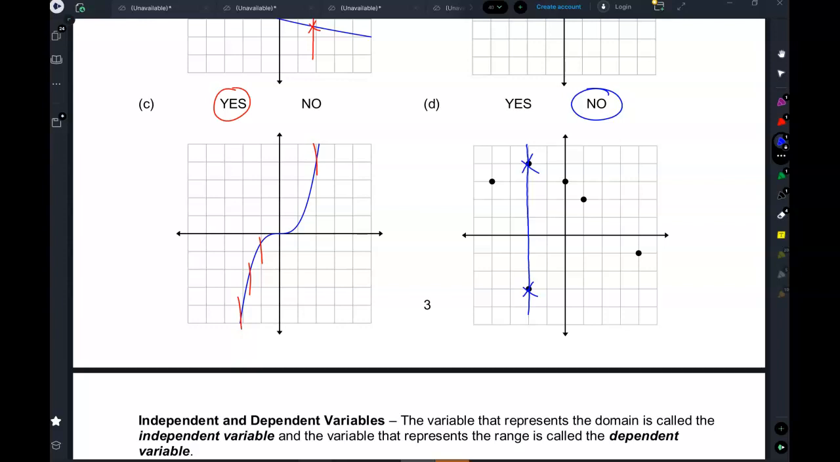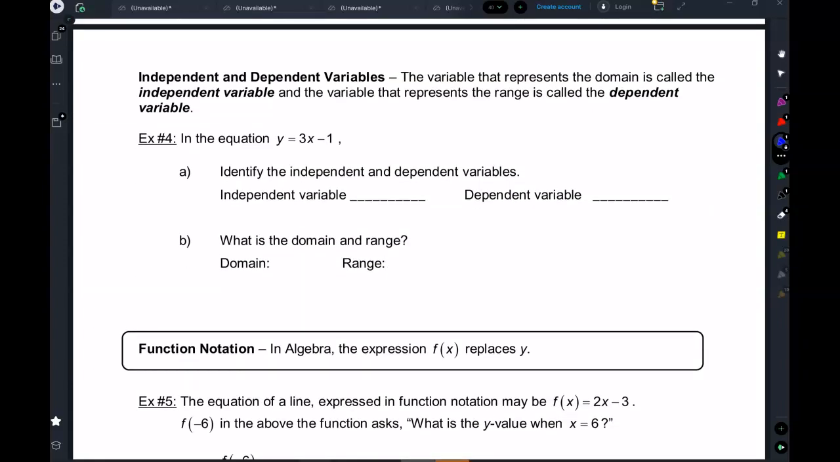Okay? So, dependent and independent variables. To repeat, the variable that represents the domain is the independent variable. The variable that represents the range is the dependent variable. So here, in this equation, what is the independent and dependent variable? If I were to graph this, which variable would be horizontal and which would be the vertical axis? Independent is horizontal. Would it be x or y? x. And then the dependent would be the y.